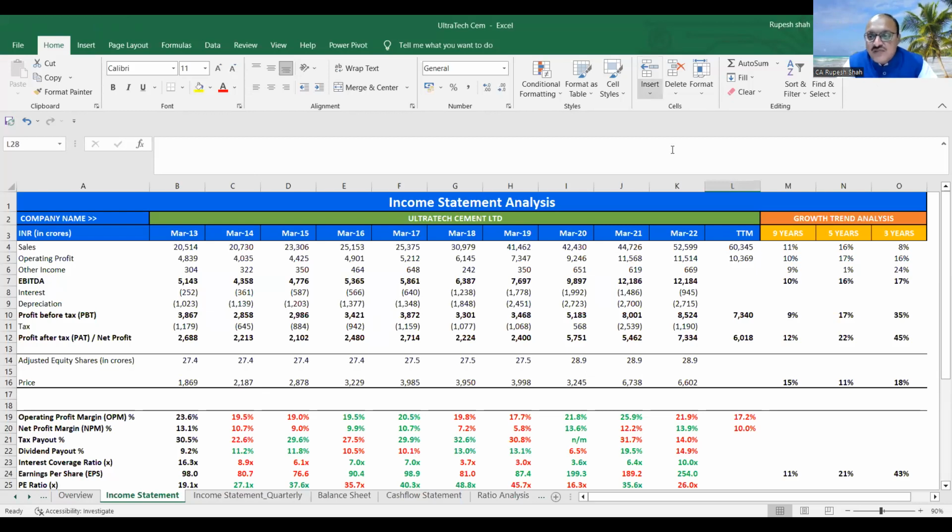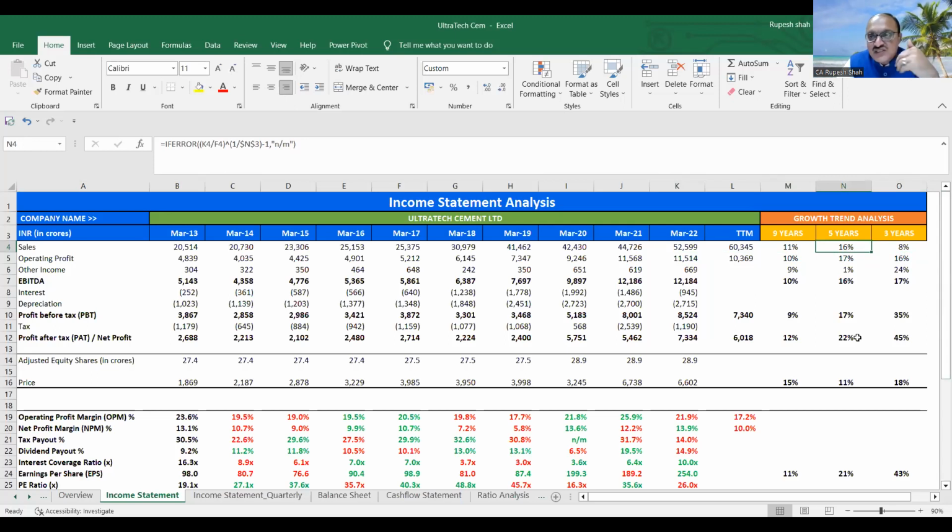So let us look first at the sales of the company. Why should we start with sales? Because sales is the heart of any company. If you look, it has gone from 20,000 to 52,000 in 22. In CAGR terms, it is 11% growth for 9 years, 16% for 5 years, and 8% growth for 3 years. Except for 5 years, it is less than 15% CAGR growth. It's a kind of company that is linked with the GDP of the country.